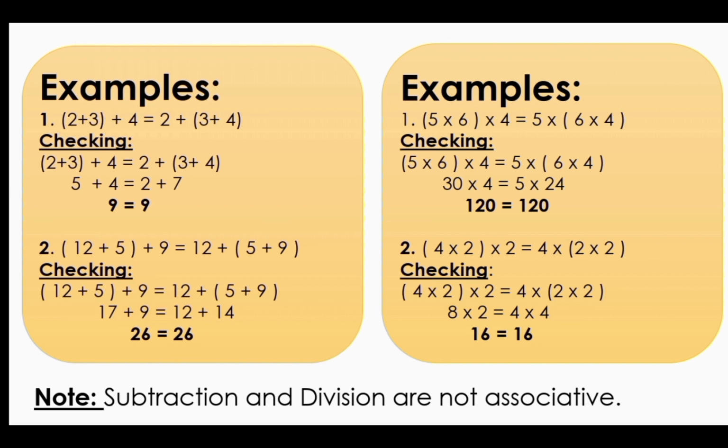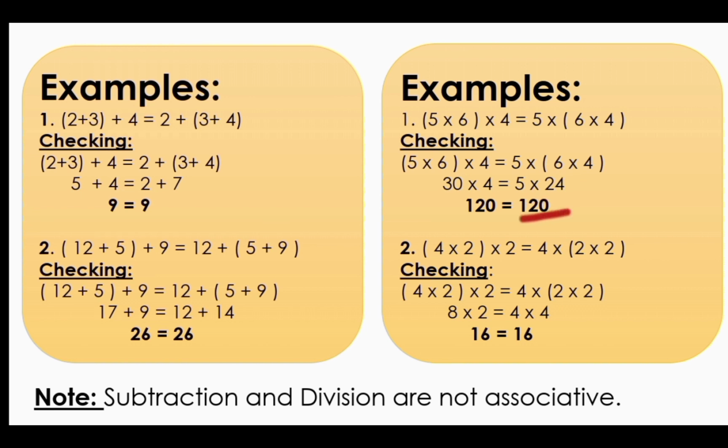Another example, the quantity 5 times 6 times 4 is equal to 5 times the quantity of 6 times 4. So again, remember, if we have operations inside parentheses, you have to do this first. So we have parentheses of 5 times 6, that is 30, times 4 is equal to 120. On the other side, we have 6 times 4 inside the parentheses, we have 5 times 24 is equal to 120 also.